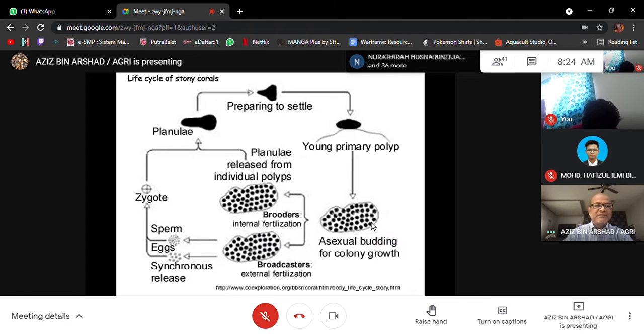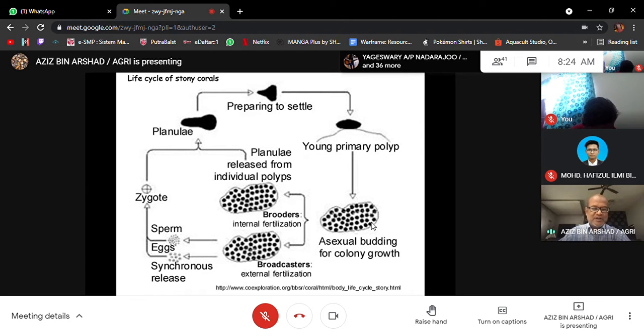And another one, and this is for the coral. Coral is a bit different from what we see. They are in the group called broadcasters. Broadcasters mean they release their sperm to the outside, and later on the sperm will meet with the eggs and form the zygote and goes into the planula, into the polyp, and they go asexual budding for the colony of polyps that you see in the coral reef.